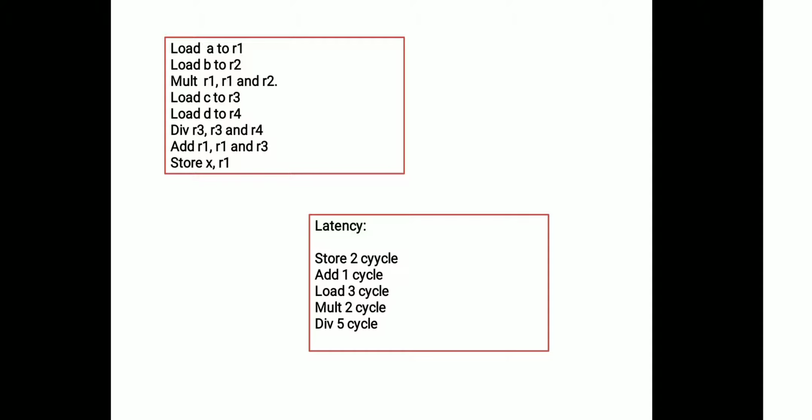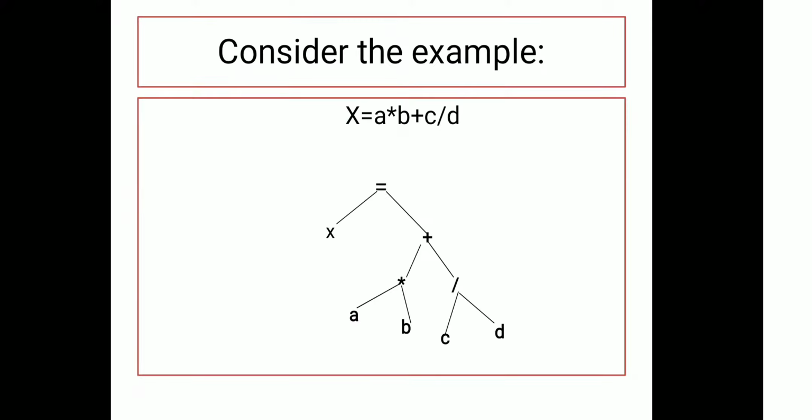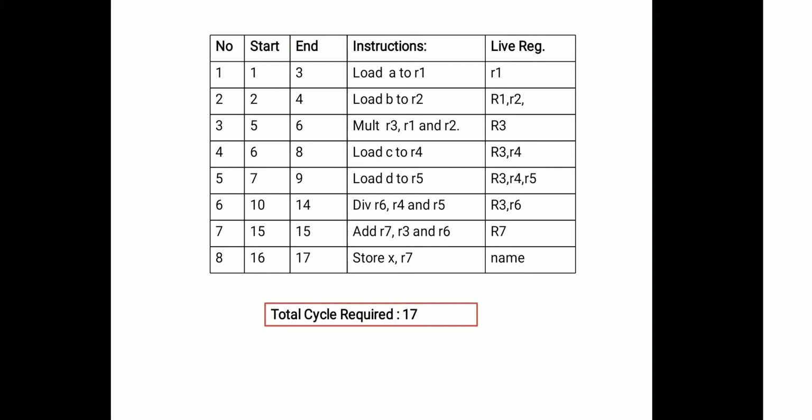In general, this is the time required to execute each instruction, which we already learned in the concept of microprocessor. Now we follow the same order, and check the maximum number of registers required for execution of this problem statement, x equals a into b plus c by d. On this basis we will understand how many registers it requires.